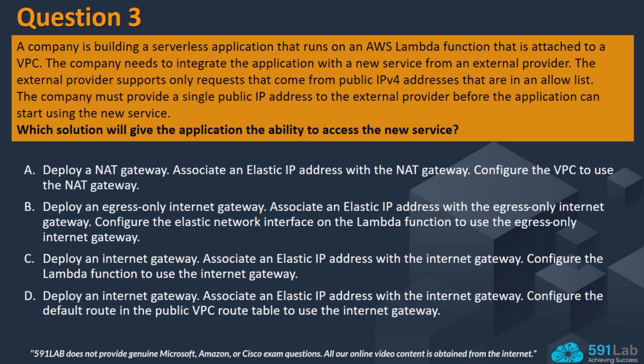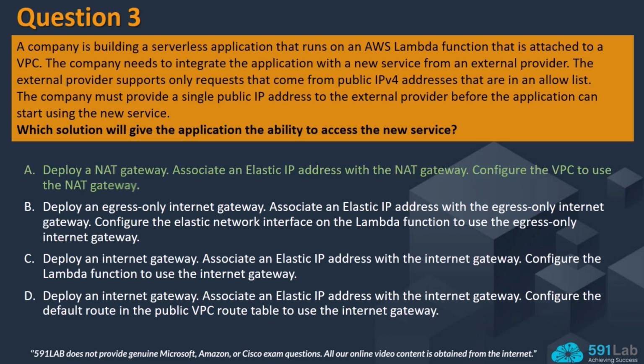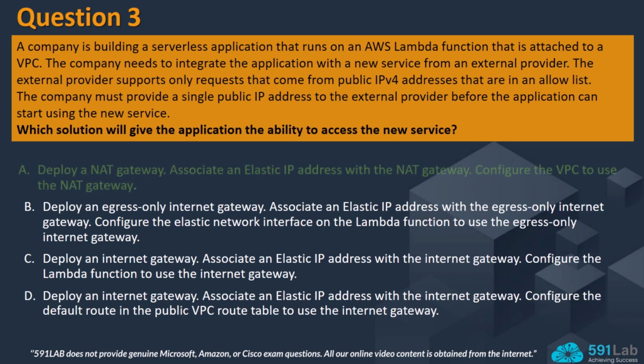So, the correct answer is Option A. Deploy a NAT gateway, associate an elastic IP address with the NAT gateway, configure the VPC to use the NAT gateway.